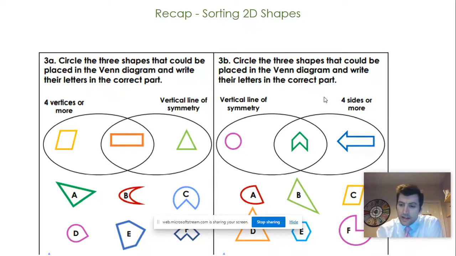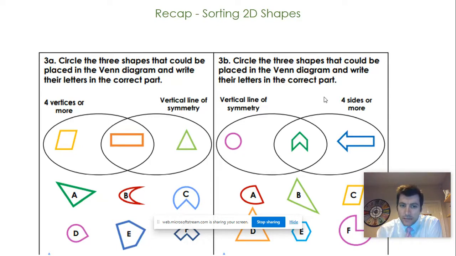Okay, right, guys. Again here, maybe just the best way of doing this would be to draw a couple of ovals that overlap to indicate your Venn diagram. So pause whilst you have a go at 3A and 3B. Similar questions to the ones from earlier. So circling those 3 shapes that could be placed in the diagram and put their letters where they could go.